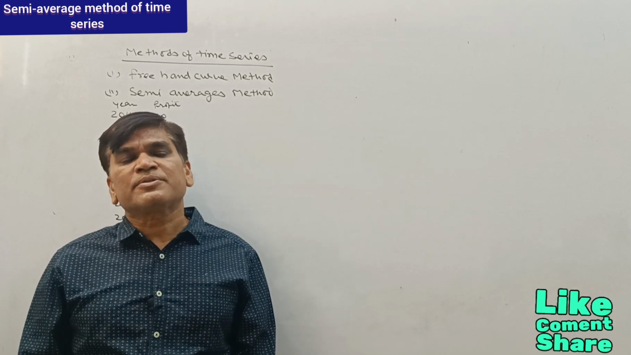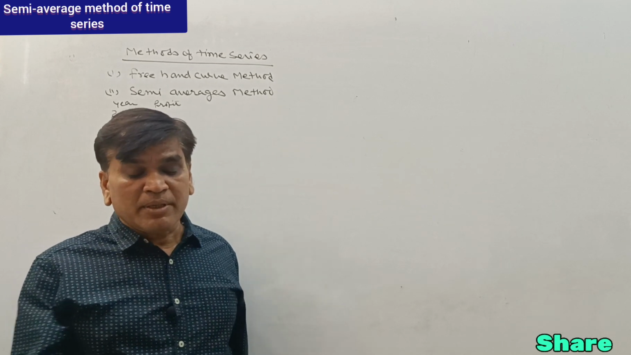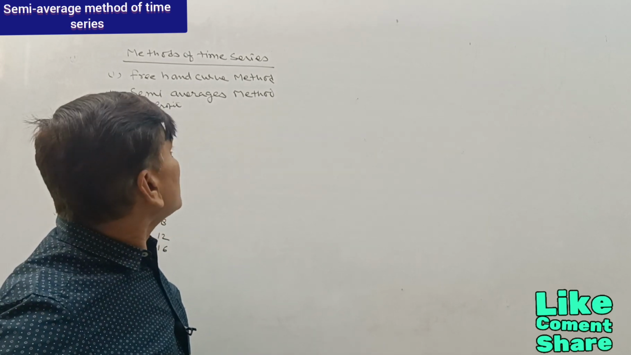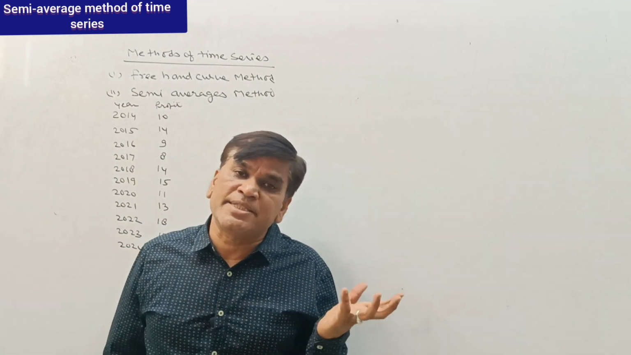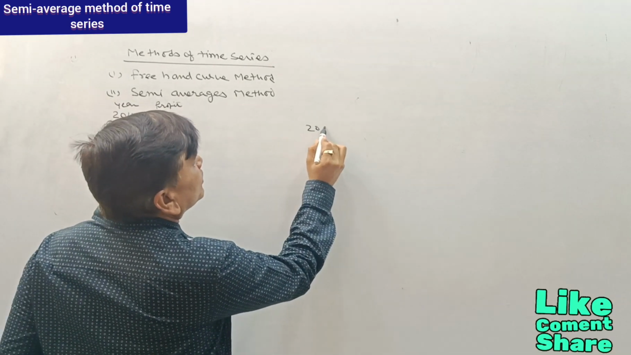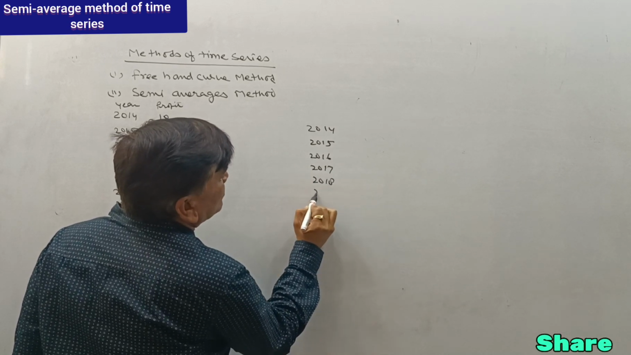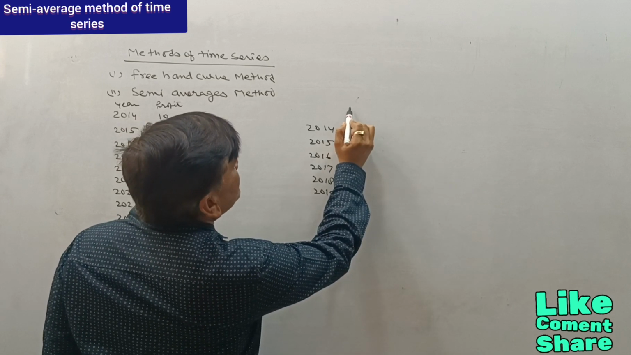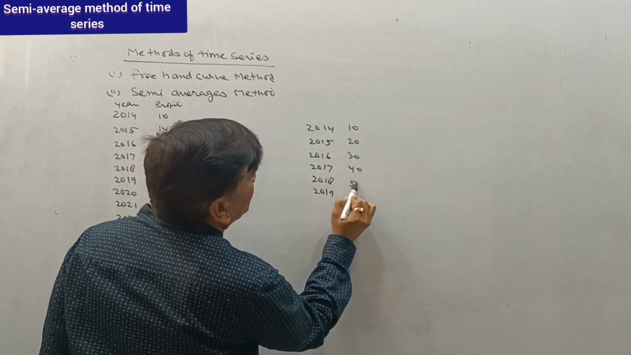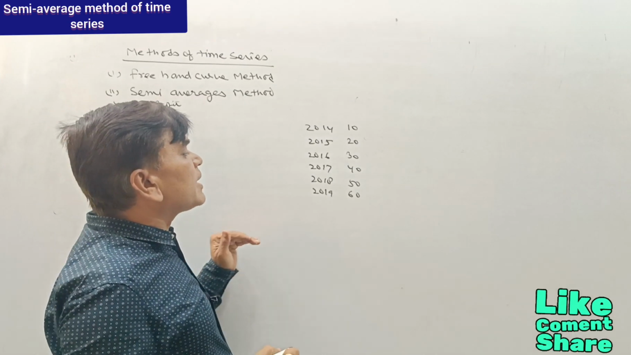So the very first one we should know is the freehand curve method. In the freehand curve method, if we want to forecast and suppose our data is changing at a regular interval, then our forecast is very easy. Suppose my data is 2014, 2015, 2016, 2017, 2018, 2019. The data is changing at a regular interval: 10, 20, 30, 40, 50 and 60. Suppose this is the production. The production is changing at a regular interval.